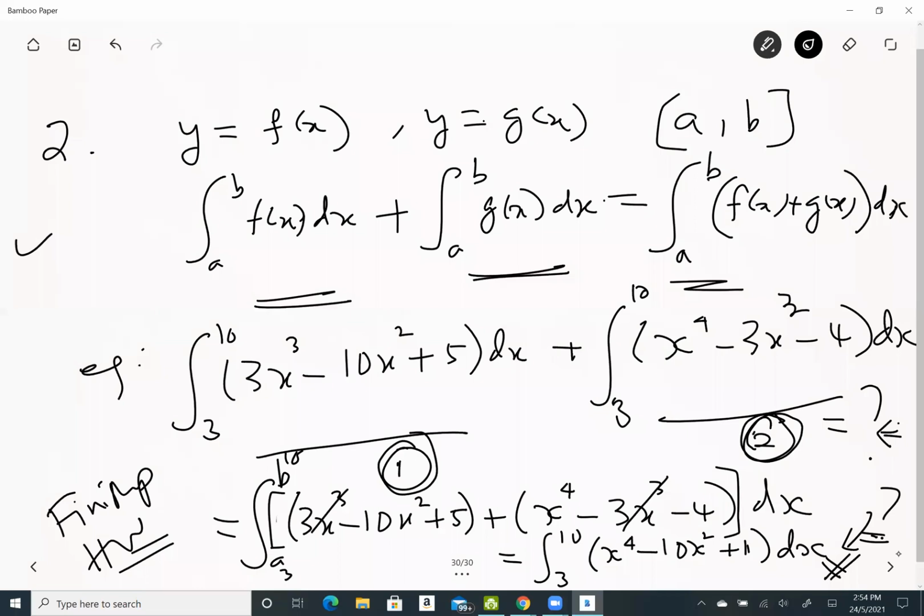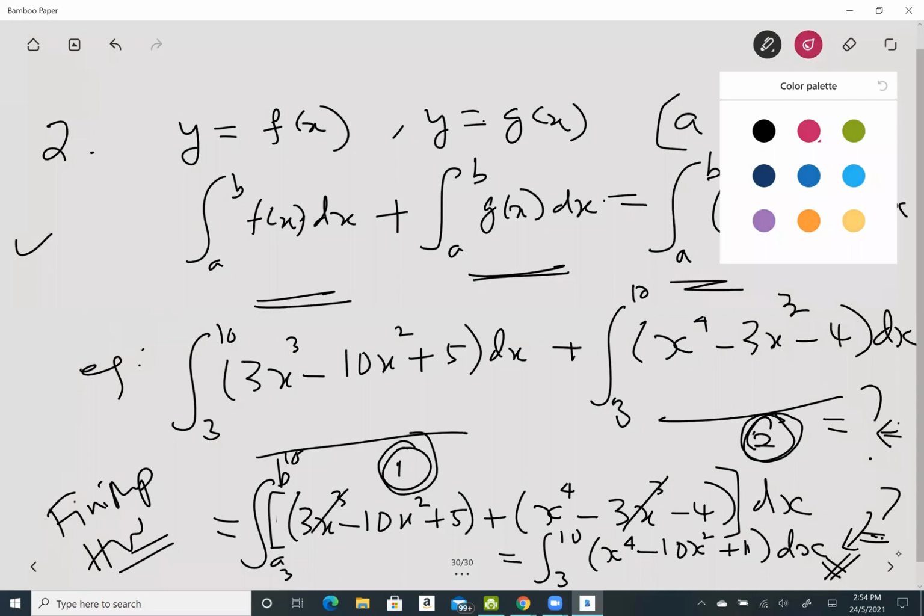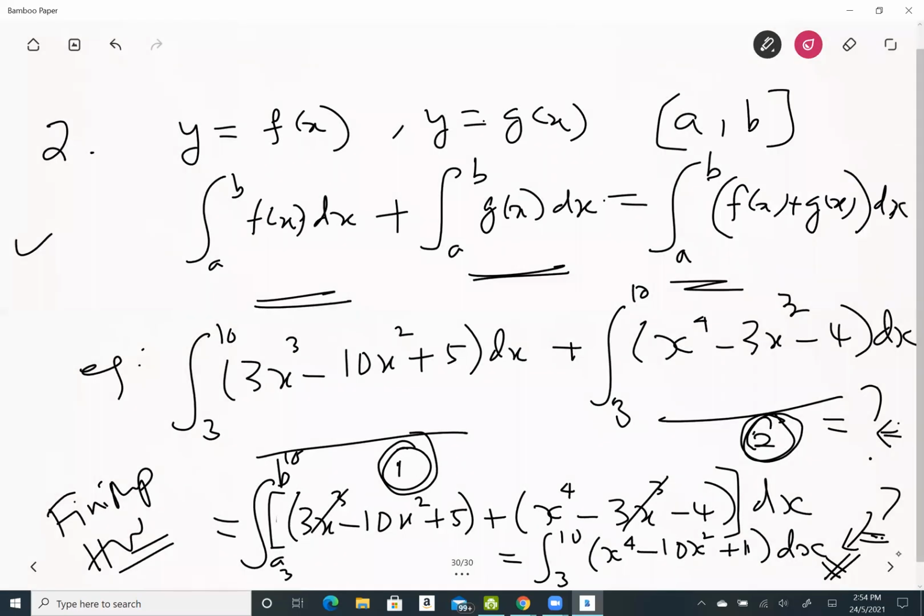Now, this rule is also true for subtraction. So it's just like the sum and difference rule. If you have a difference, I put a bracket there, and both can be applied, either you have a positive sign or a negative sign. So in short, it's the sum and difference rule. Any question? Okay, good. This is rule number 2, very, very practical.